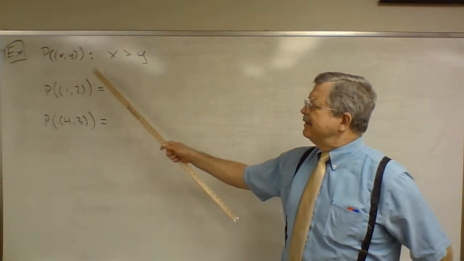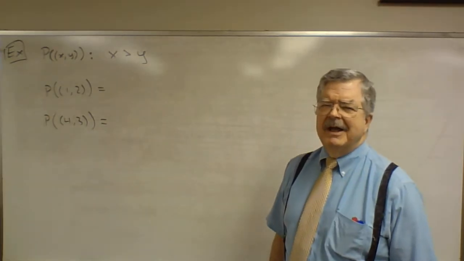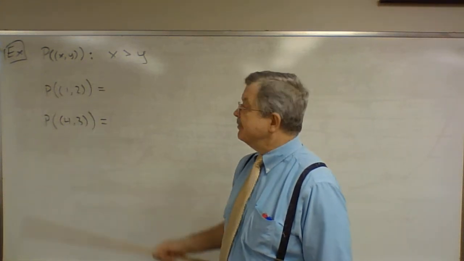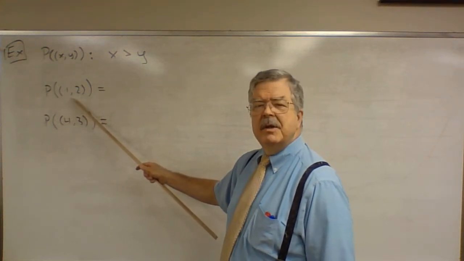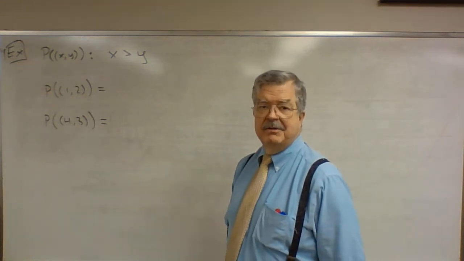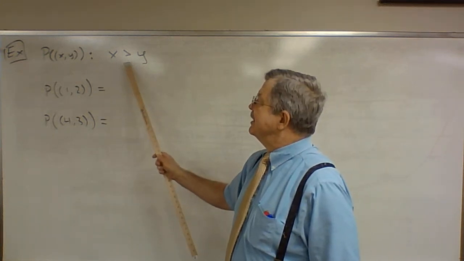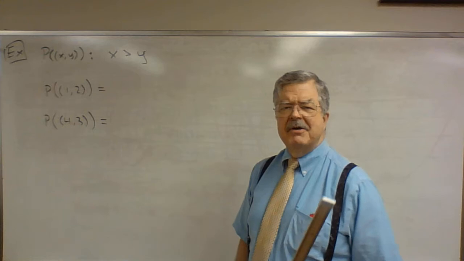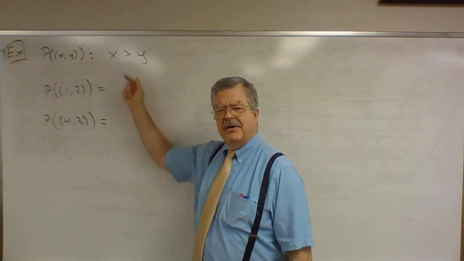Okay, here's an example of a propositional function that might justify me using the word object instead of value as the input. Here for input, we plug in not one real number, but an ordered pair of real numbers. And we apply this to the statement x is greater than y. For every pair of real numbers, x and y, either this statement is true or it's false.